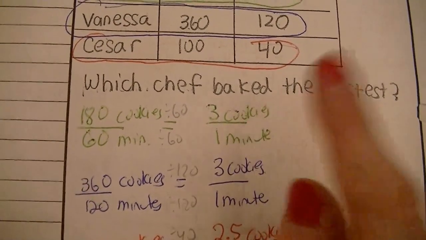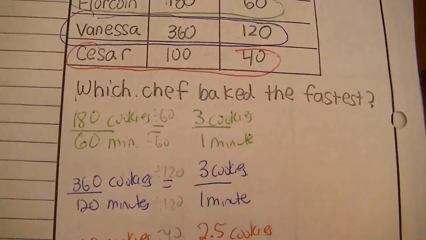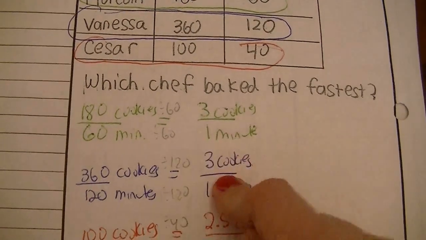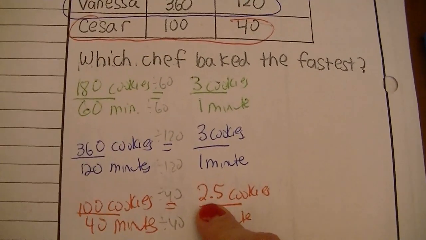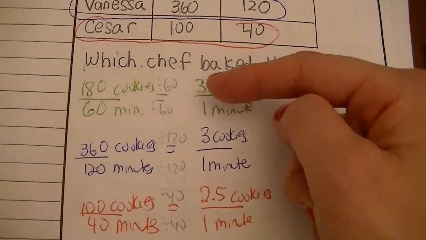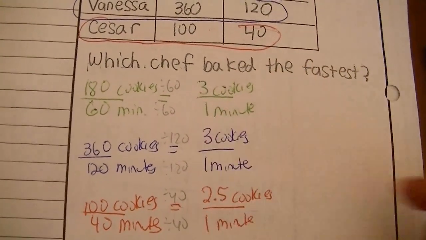She can make 3 cookies in 1 minute. So 1 minute passed by, she's already made 3 cookies. 1 minute passed by, he's only made 2.5. So therefore, the fastest are Flourcoin and Vanessa. Okay?